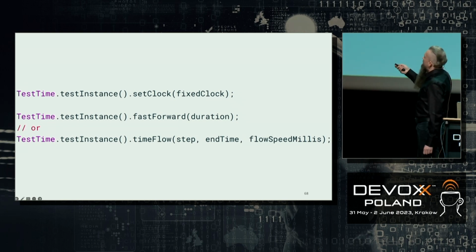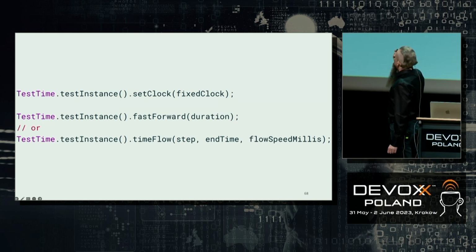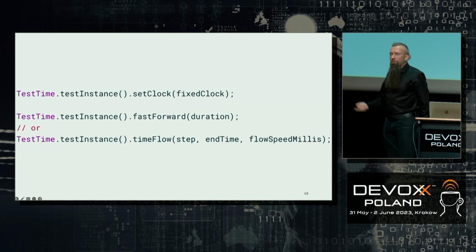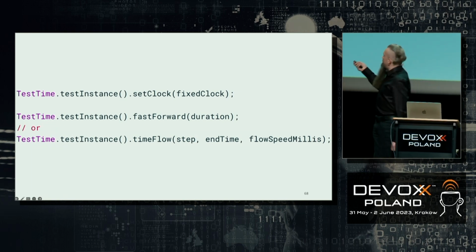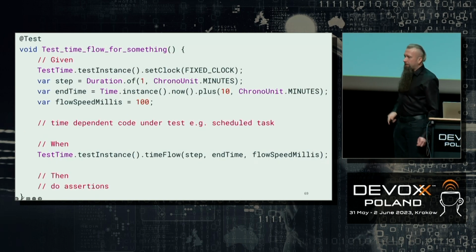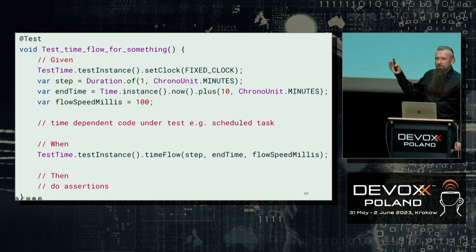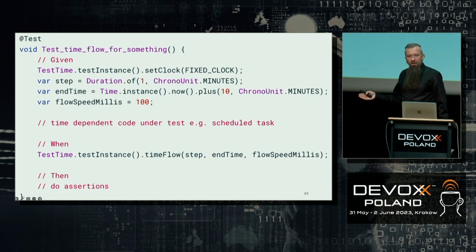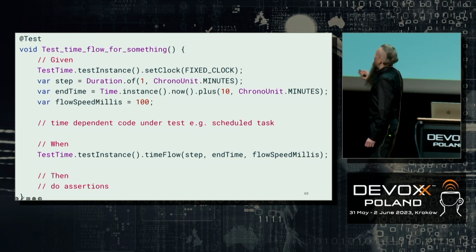Then in tests, it is extremely easy, because we are going to use the second variation of this wrapper, test time. We are going to obtain the test instance, set a fixed clock, and then all you need to remember is two methods: fast forward for a fixed period or fixed point in time, and time flow for simulating the time flow. Let's see the most complex example of this library, which is totally simple compared to other solutions I've known.